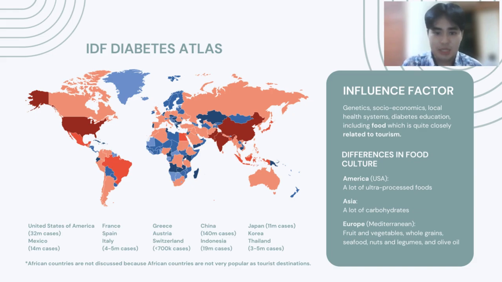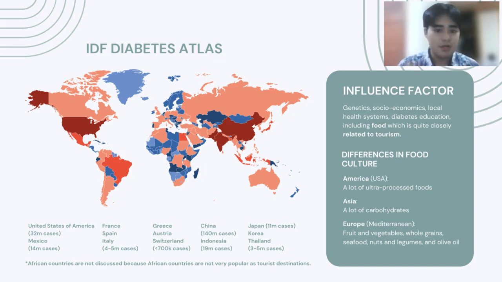First is United States with 32 million cases, and then Mexico that has 14 million cases, and then France, Spain, Italy with 4 until 5 million cases, and then France, Austria, and Switzerland with under 700,000 cases, and then China with 140 million cases, and then Indonesia with 19 million cases, Japan with 11 million cases, and Korea and Thailand with 3 until 5 million cases.